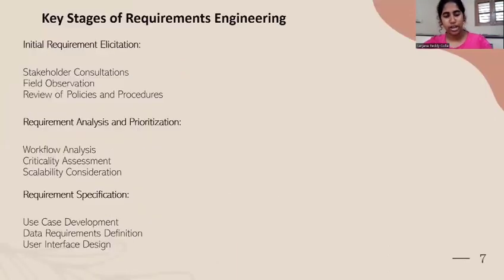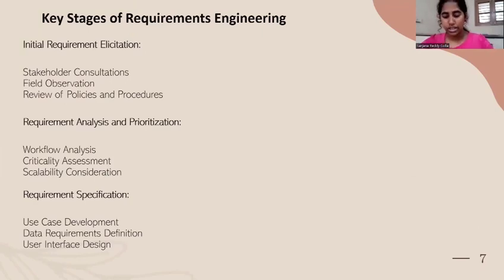The key stages of requirement engineering. If we get into the key stages, then we have three stages here: initial requirement elicitation, requirement analysis and prioritization, and requirement specification. Getting into initial requirement elicitation, we have three subtopics here: stakeholder consultations, field observation, and review of policies and procedures. Getting into stakeholder consultations.